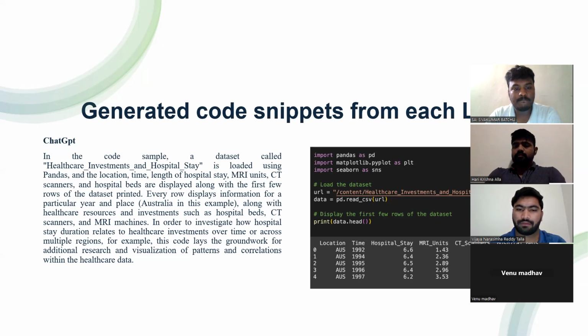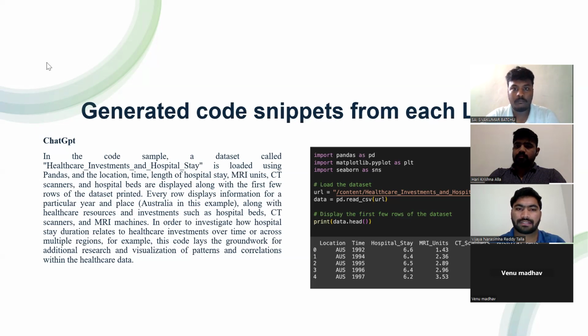For example, here we consider Australia along with healthcare resources and investments such as hospital beds, CT scanners, and MRI machines in order to investigate how hospital stay duration relates to healthcare investment over time or across multiple regions. This code lays the groundwork for additional research and visualization of patterns and correlations within the healthcare data.